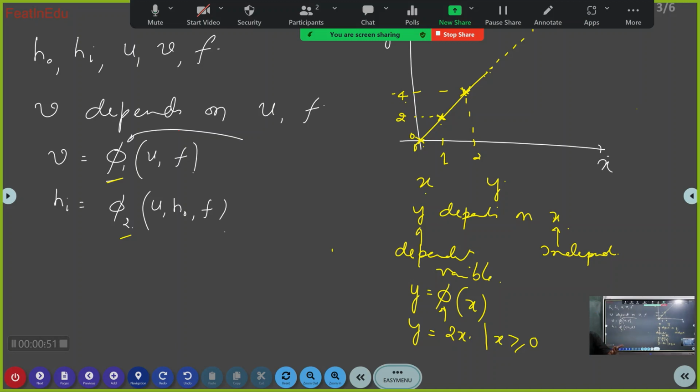Okay? You can pull the chair in the front. Sit comfortably. You can pull it in the front. Okay, comfortably, however you want.